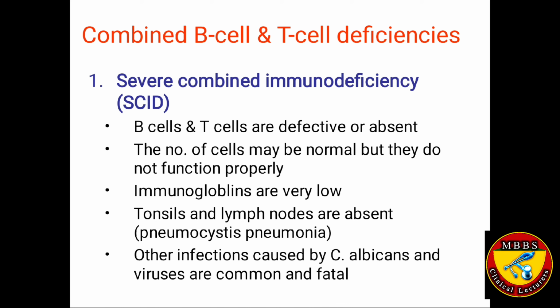So this is not important for you guys, but what you need to know is that severe combined immunodeficiency is related to the B cells and the T cells being defective or absent, and the number of cells may be normal but they do not function properly, and the patient has Candida albicans in the form of oral thrush or candidiasis, and also presents with frequent extensive diaper rash.